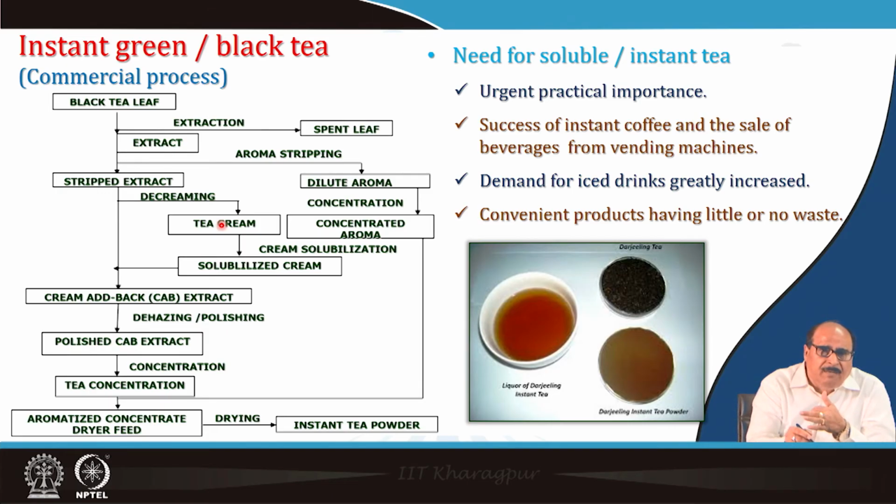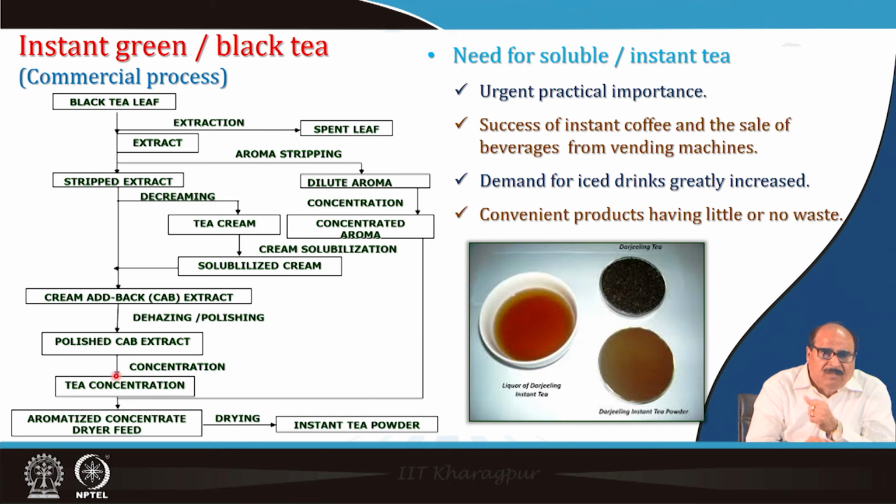It is subjected to the cream solubilization treatment, meaning the caffeine-polyphenol complex is broken by appropriate methods. The solubilized cream is taken and added back into the extract. So, this cream-added-back (CAB) extract is passed through the de-hazing and polishing filters for complete, thorough mixing. You get polished cream-added-back extract, and then it is concentrated. So, one gets tea concentrate, and then the earlier concentrated aroma or flavor is added back.